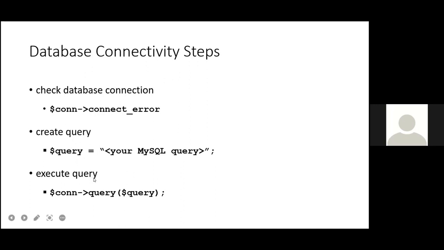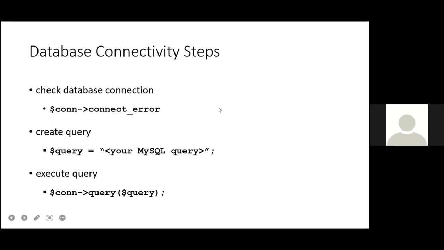In order to execute that query, you have this query method, right? You can pass the query string that you have right here, that variable, to the query method. That's where this query is going to execute. These are the main things that we need to keep in mind when creating a database connection and when we want to execute an SQL statement.